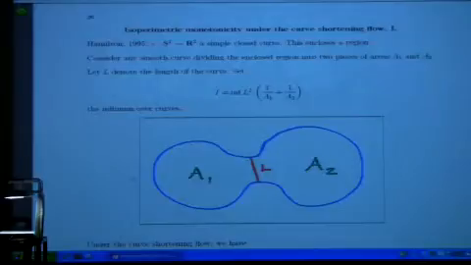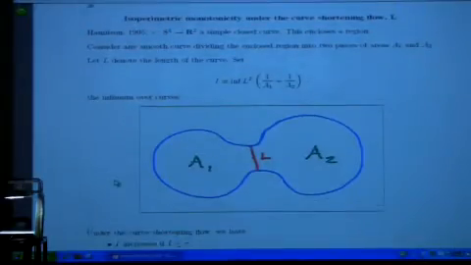Okay, Grayson's original proof did not go this way. Hamilton found a very nice approach to proving Grayson's theorem. It turns out that in order to show Grayson's theorem, the biggest thing you need to worry about is ruling out that it's becoming very much like a Grim Reaper.